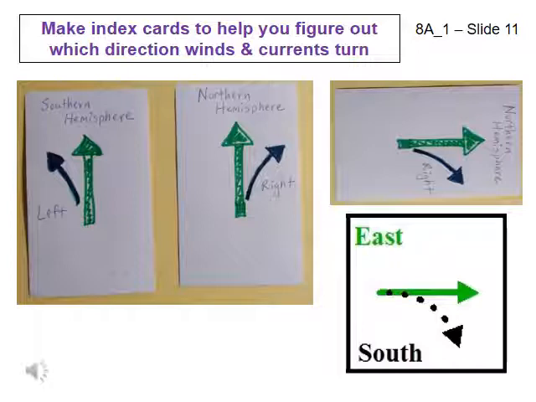You will need to remember to draw an arrow going the other direction, to the left, for southern hemisphere winds and currents, or make a separate index card for the southern hemisphere. The southern hemisphere index card is shown on the left of the slide.